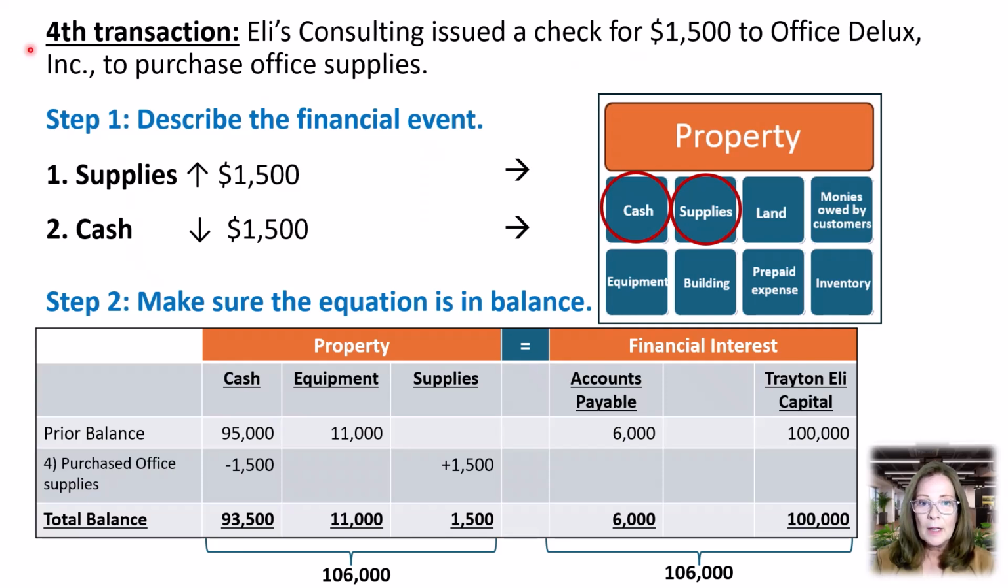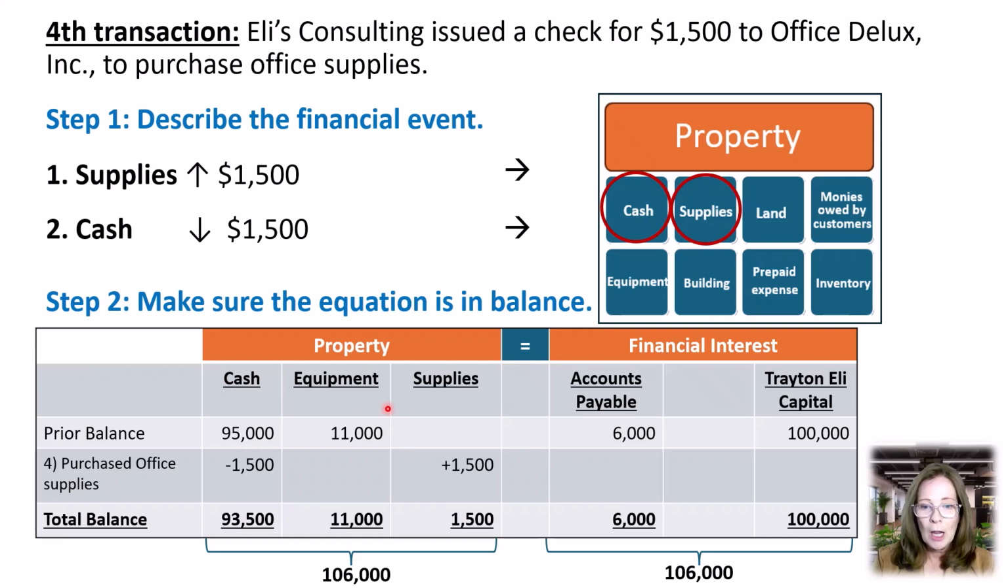Let's now look at the fourth business transaction. Eli's Consulting issued a check for $1,500 to Office Deluxe Inc. to purchase office supplies. And we can now analyze this business event. The company now has more office supplies. Office supplies is something the company owns, meaning property, so an increase to the property side of the equation. And the company's cash decreased because Eli's Consulting issued a check, and we're ready to write that into our table.